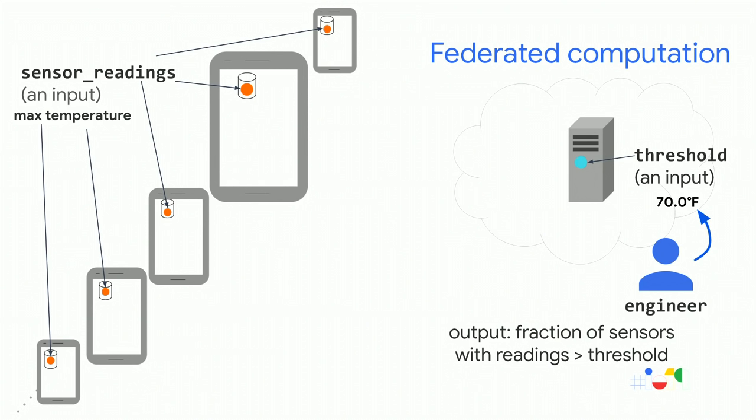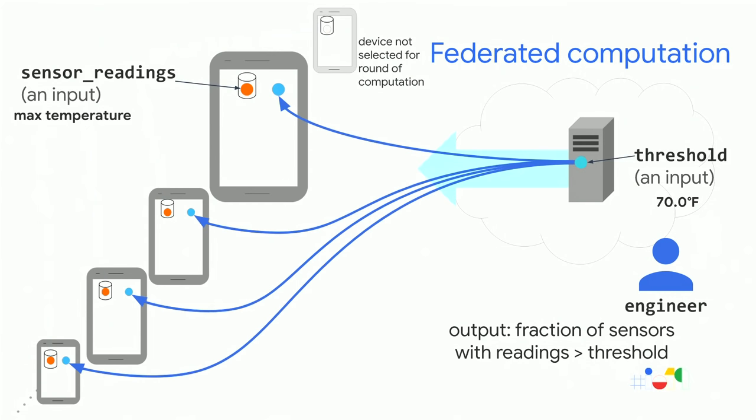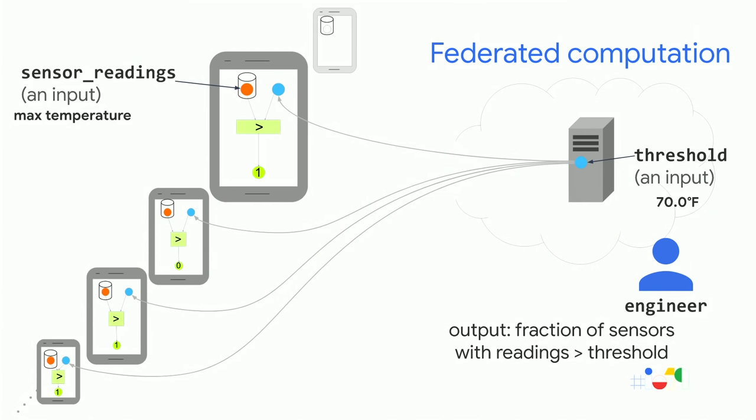So now let's walk through an example where the engineer wants to answer a specific question of the decentralized data, like what fraction of users saw a daily high over 70 degrees Fahrenheit. The first step would be for the engineer to input this threshold to the server. Next, this threshold would then be broadcast to the subset of available devices the server has chosen to participate in this round of federated computation. This threshold is then compared to the local temperature data to compute a value. And this is going to be a 1 or a 0, depending on whether the temperature was greater than that threshold.